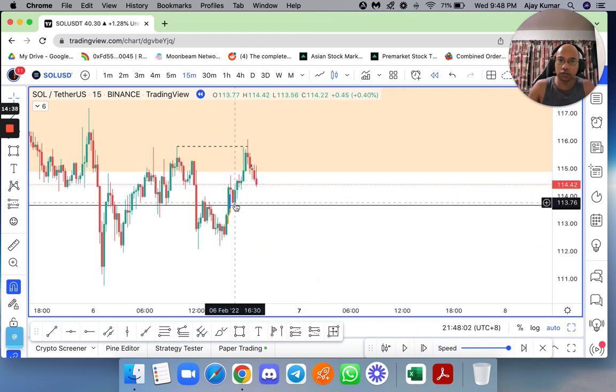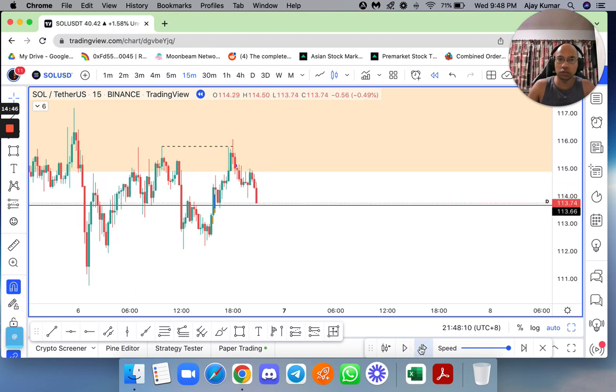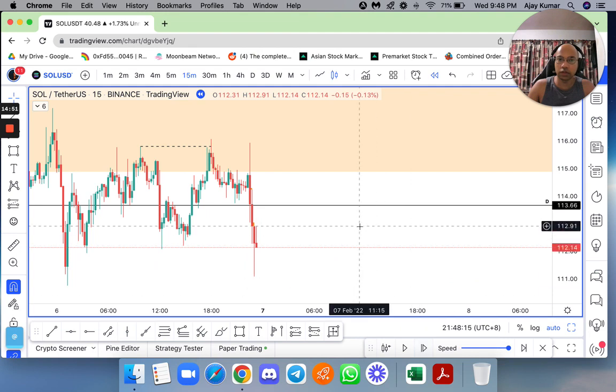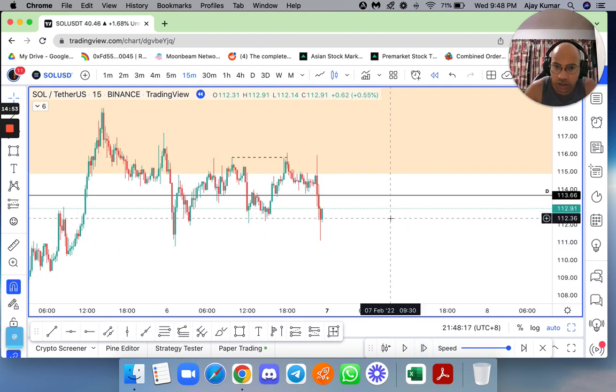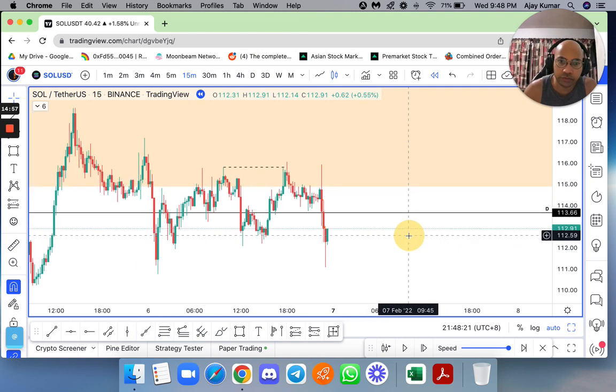Or what if price breaks this low? Can I enter after price breaks this low? I don't know. Let's see. Yeah, I like how it broke. It was a huge sudden move.